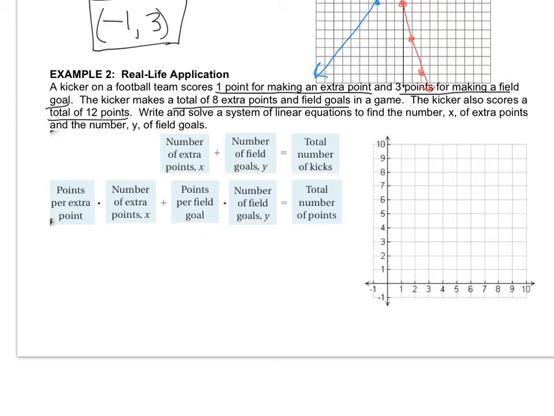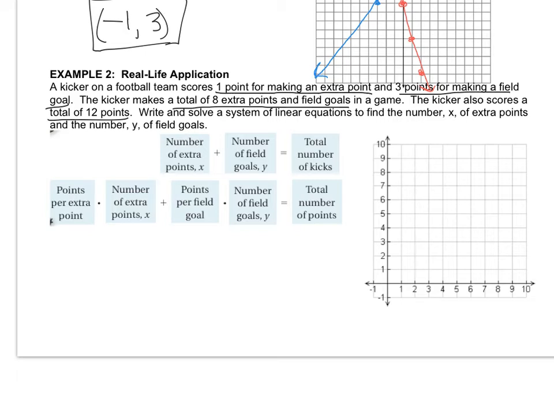All right, so let's write our equation for this first one. Number of extra points plus the number of field goals equals the total number of kicks. So if you go back up to the story and you read that the kicker made a total of 8 extra points and field goals.